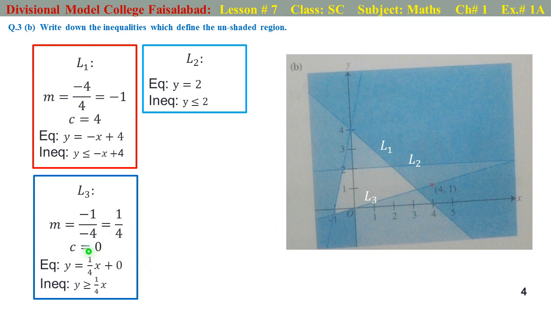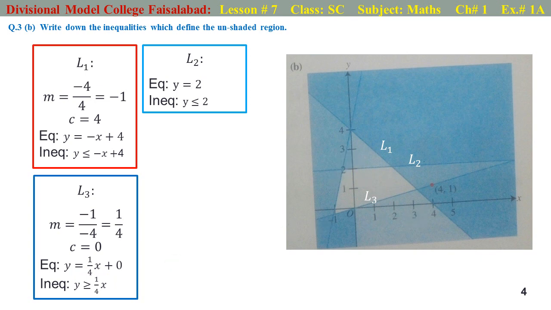0. Put these values of m and c in y is equal to mx plus c to get the equation, which is y is equal to 1 over 4 x. Now to write the inequality, we will see the shape of this line. Shape of this line L3 is solid and region above this line is defined. So we will replace this sign of equality with greater than or equal to sign.